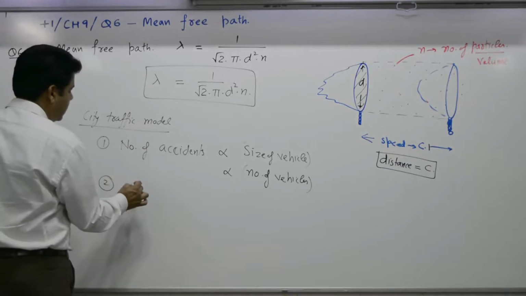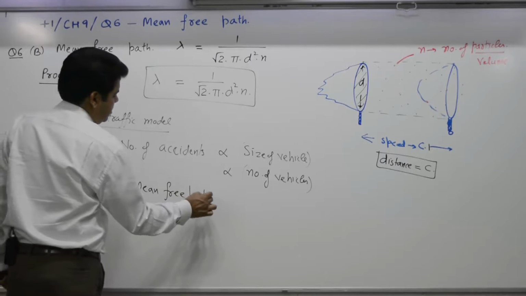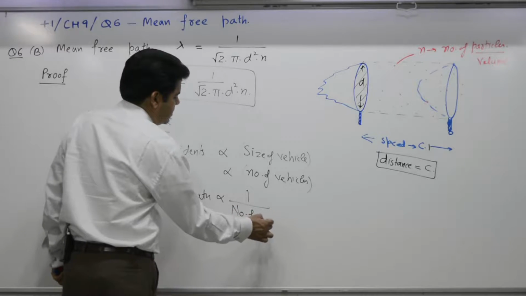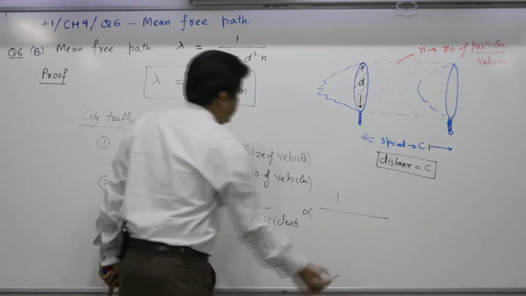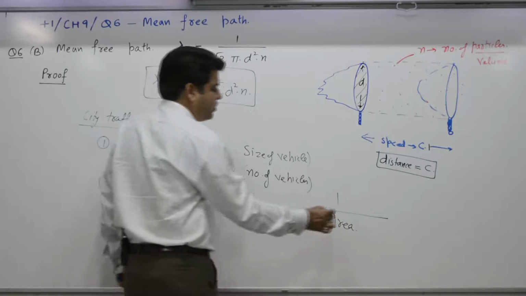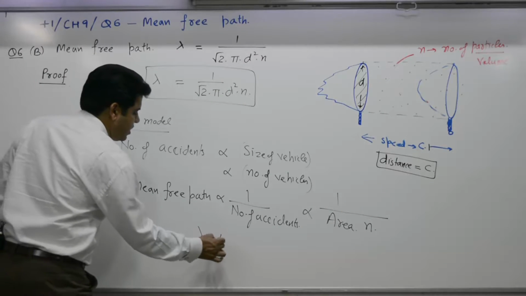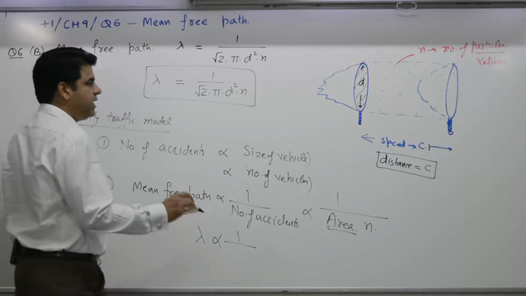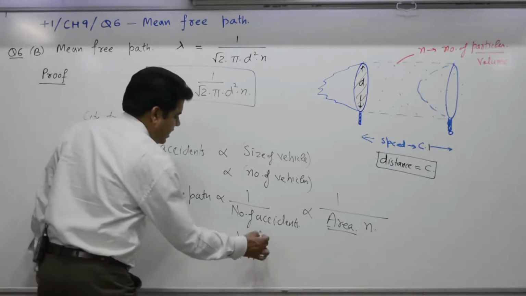So mean free path, free from accidents, is inversely proportional to number of accidents. That is inversely proportional to what? Size of the vehicle means what? Area. Number of vehicle means what? N. So for computation purpose, mean free path lambda is inversely proportional to, when you say area, pi r square or pi d square by 4, so it is inversely proportional to d square and n.